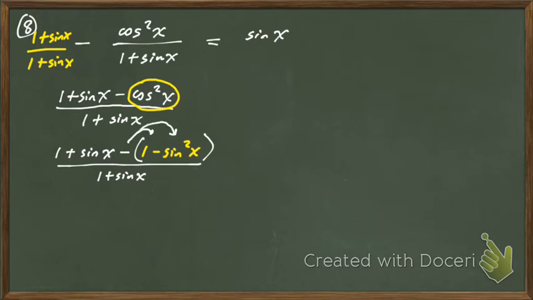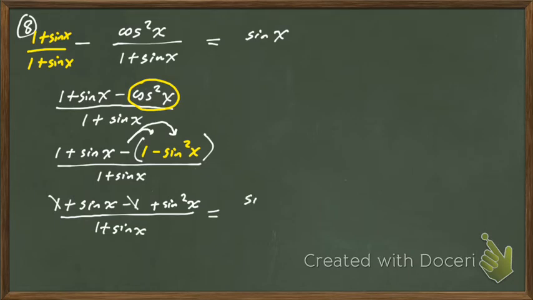Negative and negative makes plus, right? So I'll go ahead and just distribute it. I don't want to confuse people. If you distribute the negative, would that be minus 1 and plus sine squared? Yep. 1 and a negative 1 add to 0, don't they? So what do I have now? I have sine x plus sine squared of x.